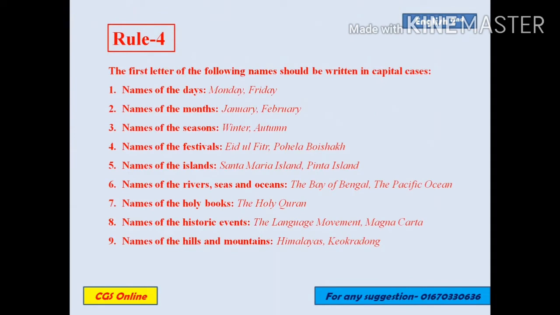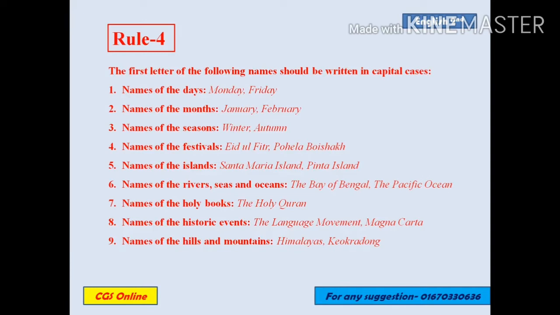Then come to rule number 4. In rule 4 I have discussed so many things. I will discuss one by one. Actually, this is an elaborated form of the use of capital letter that we learn about the proper noun. The first letters of the following names should be written in capital cases. Number 1, name of the days.